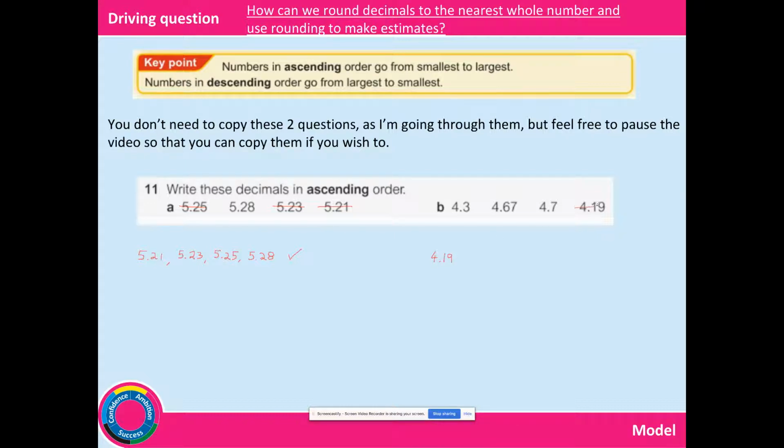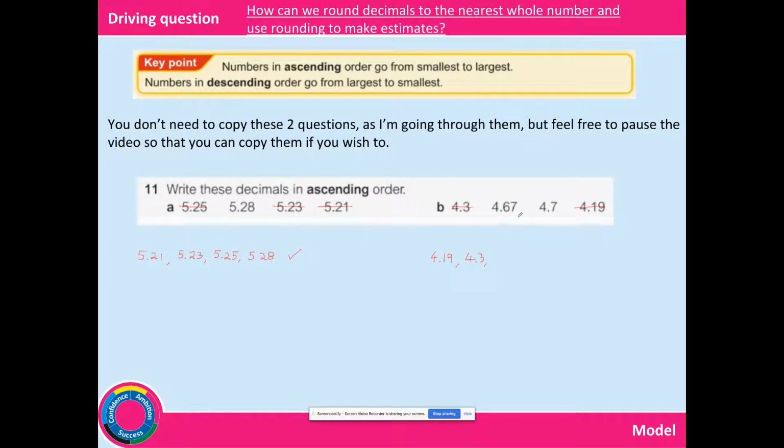And I'm crossing it out. So let's go back and check our tenths column here. I've got 3, 6, and 7. 3 is the smallest number, and that's the one I write next, 4.3. And cross it out.